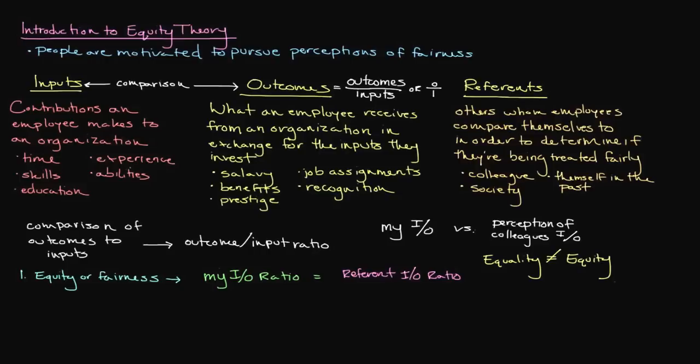Now, because we're dealing with perceptions, and we know that perceptions are often distorted, a common occurrence is for there to be some perception of inequity. Inequity actually takes two forms: under-reward or over-reward. Under-reward occurs when the outcome-input ratio of a referent is greater than that of your own. This can take many different forms.